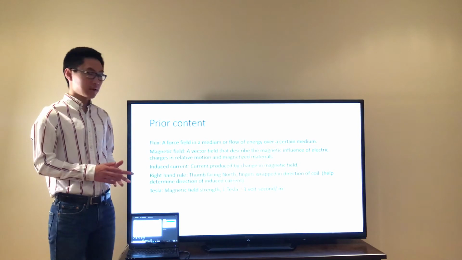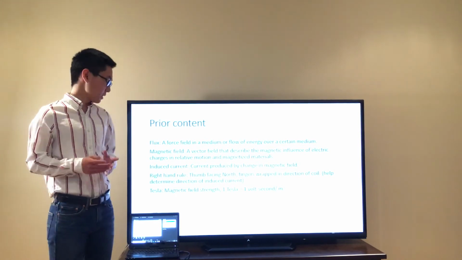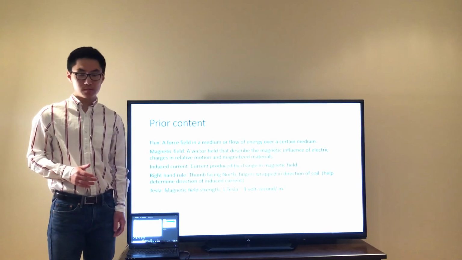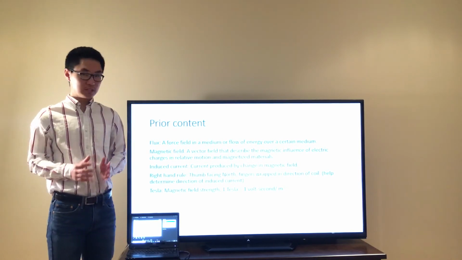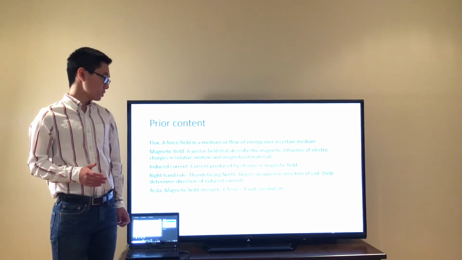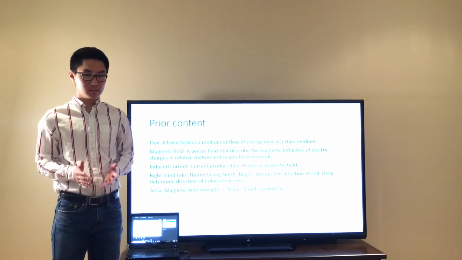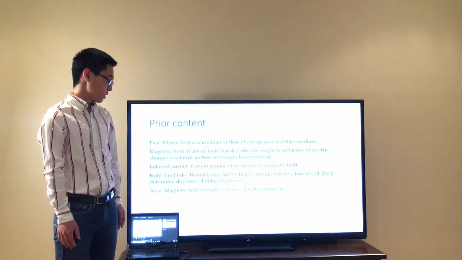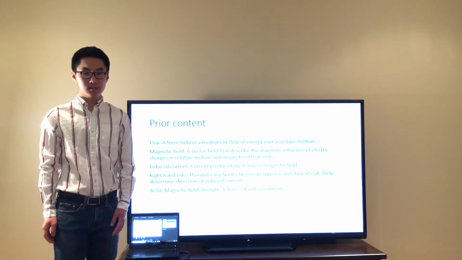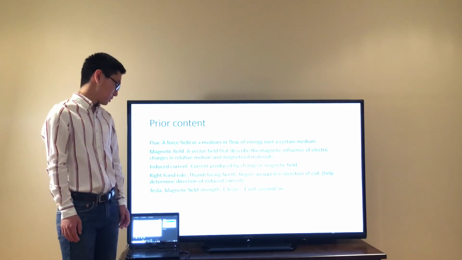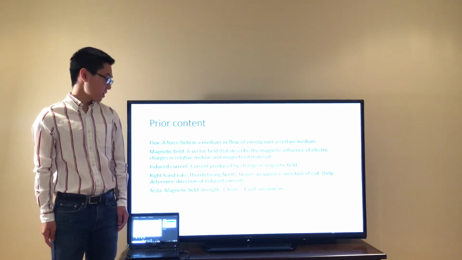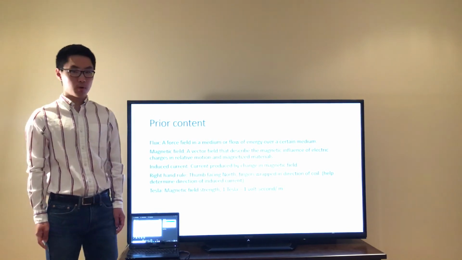Therefore, by changing the magnetic field, you're able to produce an induced current. The right-hand rule basically sums up into the fact that the thumb faces the north of the magnet and the fingers are wrapped in the direction of the coil, and this helps tremendously with determining the direction of an induced current through the changing magnetic field. And lastly, the SI unit Tesla. It is the SI unit of magnetic field strength, and 1 Tesla is defined as 1 volt-second per meter squared.